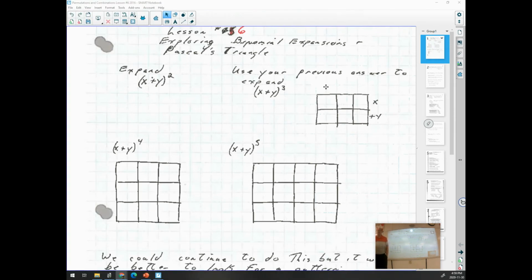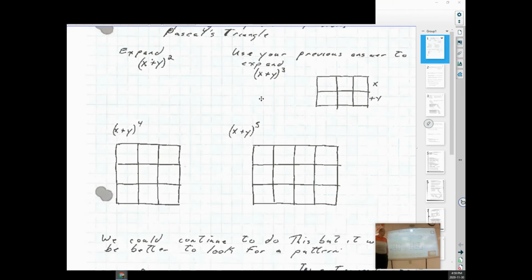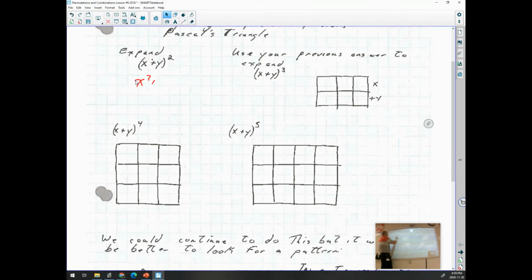I have no desire to expand (2x - y) times (2x - y) times (2x - y) 25 times. So we're going to look for a pattern with this. This one's not hard: (x + y)^2 is x^2 + 2xy + y^2. If I go (x + y)^3, we can write this as (x + y)^2 times (x + y). We already know the answer for (x + y)^2.